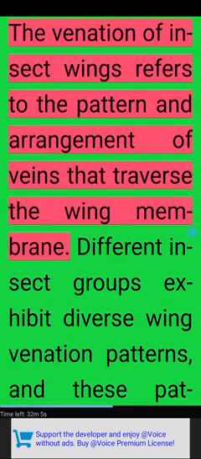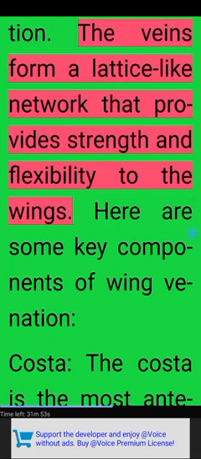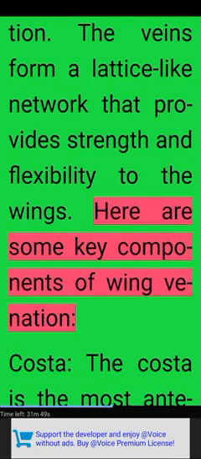Venation. The venation of insect wings refers to the pattern and arrangement of veins that traverse the wing membrane. Different insect groups exhibit diverse wing venation patterns, and these patterns are often used for taxonomic identification. The veins form a lattice-like network that provides strength and flexibility to the wings. Here are some key components of wing venation.